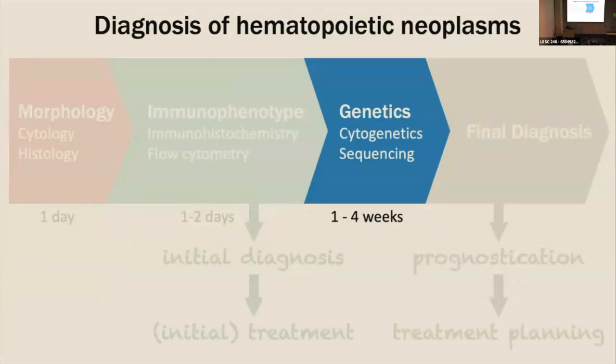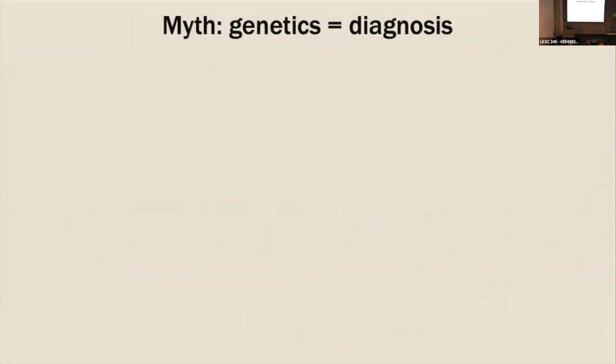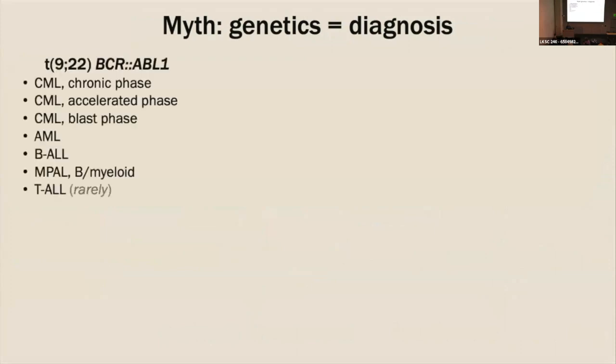All right, so there's some people who say that we're just going to sequence everything, and that's going to give us our diagnosis. But we've been doing clinical NGS for a while now, and we found that genetics isn't really specific and can be horribly misleading sometimes. So for example, BCR-ABL is the first translocation ever discovered. You can see it in CML chronic phase, accelerated phase, blast phase, AML, B-ALL, MPAL, and rarely T-ALL. And these are all very different diagnoses with very different treatments.